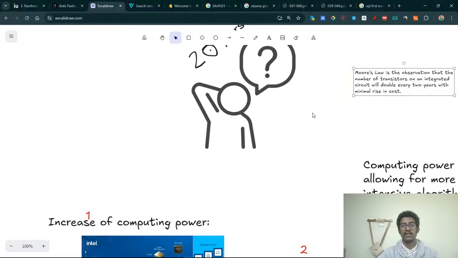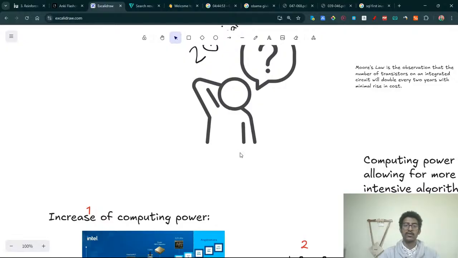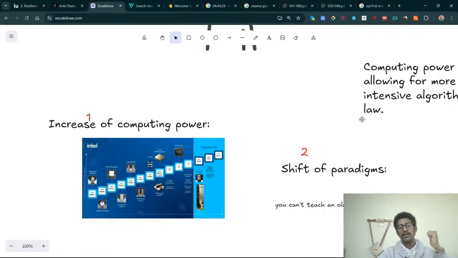Because of three factors. The first was the increasing power of computing. So there is Moore's law. Moore's law says that every 2 years, the number of transistors and the cost are kind of inversely related. As the number of transistors increases, the cost will go down. So a transistor count on an integrated circuit will double every 2 years with minimal rising cost. So it will rise in cost, but it will be minimal. So this is Moore's law.